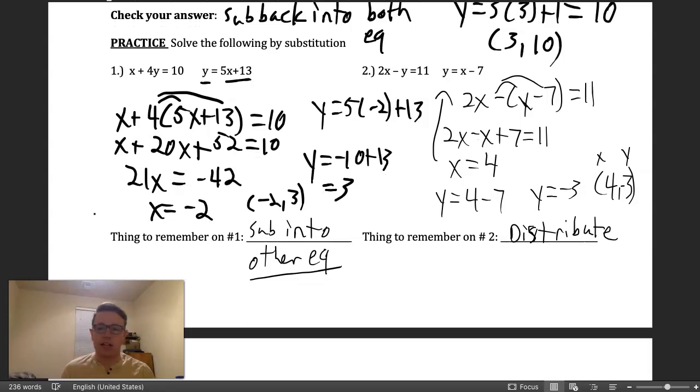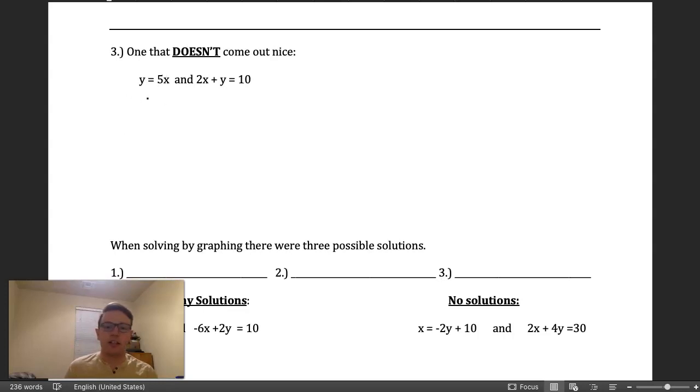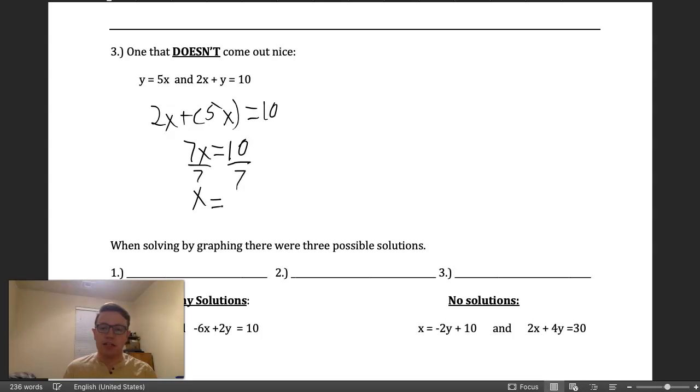Let's go ahead and try a slightly more difficult one. This one doesn't come out as nice, so we're going to have to do a little bit more work on this. Step 1, substitute in 5x for y into the second equation. So we're going to get 2x plus y, so parentheses 5x, is equal to 10. Or that becomes 7x is equal to 10. Oh no, what do we do here? Well, we're going to divide, and we're just going to have to deal with the fraction. So we're going to divide by 7, and we're going to deal with this fraction of x being equal to 10 over 7. It's not going to be nice though.